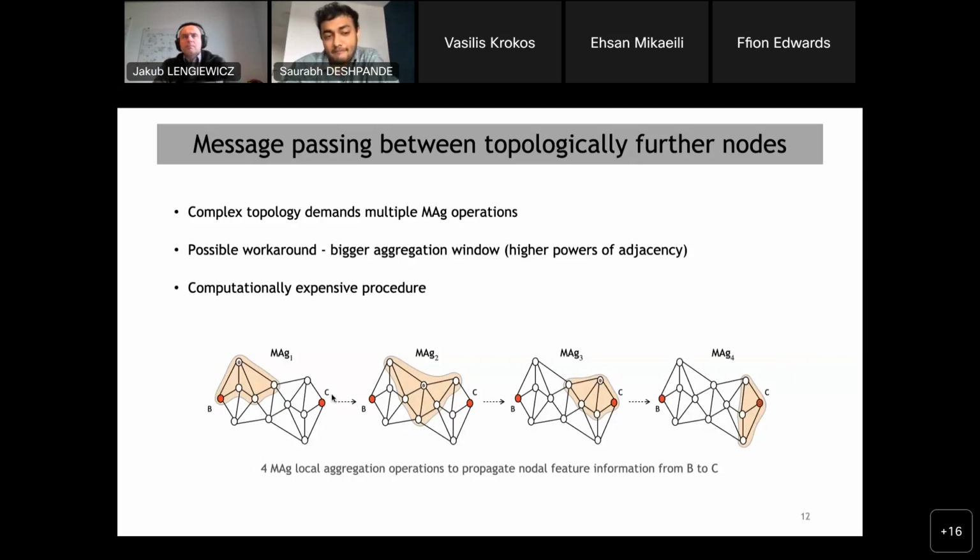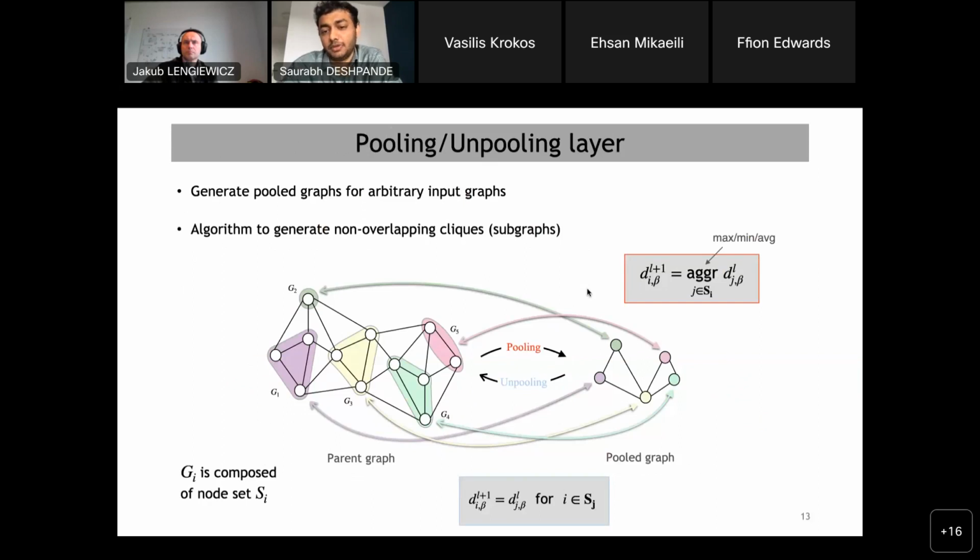Now, because MAG exhibits this concept of localized operation, you need to have multiple of them in order to convey the information from one topological end to another one. And you can already guess that this is what makes it a bit computationally expensive. One way to reduce the number of applications is to use a higher window size. But by doing so, basically you are converging more and more towards the fully connected network, which is not desirable. So overall, this is a computationally expensive procedure, which is what inspired us to propose the pooling layers.